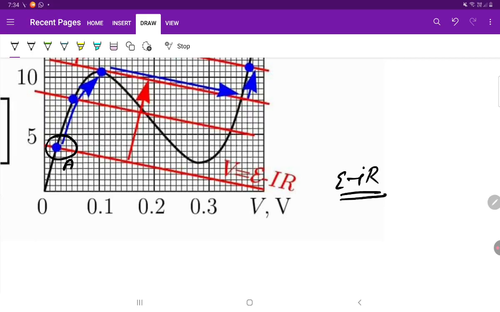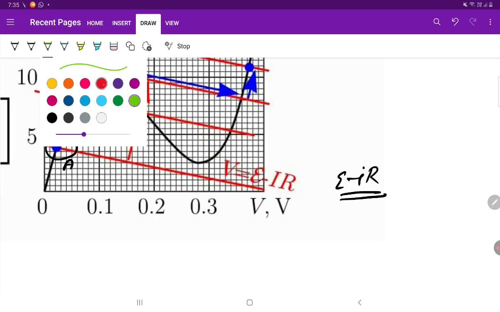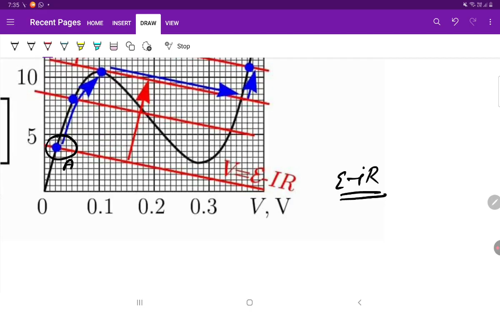There will be an instance when you increase E slowly, and E will come to a value where this E minus IR line will be tangent to the given curve, right? So there will be an instance when E minus IR will be tangent to the given curve. Let me also use the red pen because everything is done in red. So you will adjust E such that the line goes tangentially to the given curve.